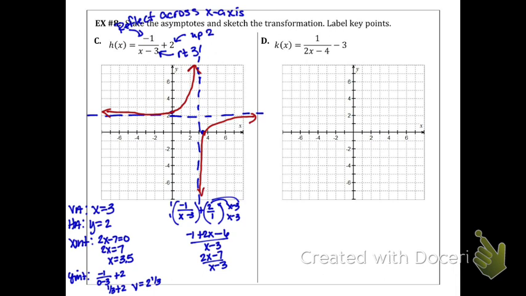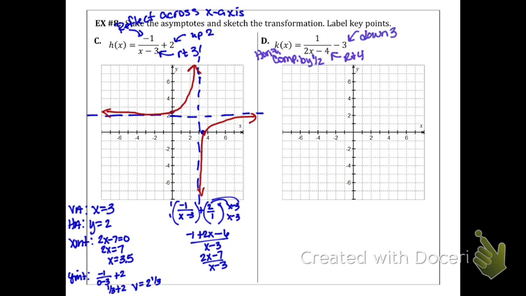All right, so let's see. On D, this is 2 times x minus 2. So we can see that the 2 there is going to be a horizontal compression by 1/2. Okay. The 4 means we're going to go to the right 4. And the minus 3 means we're going to go down 3.